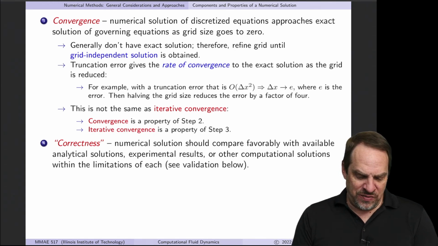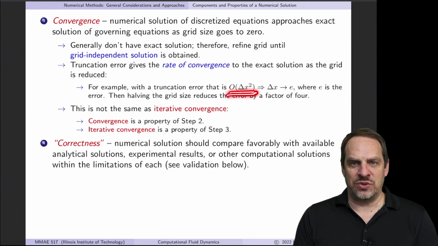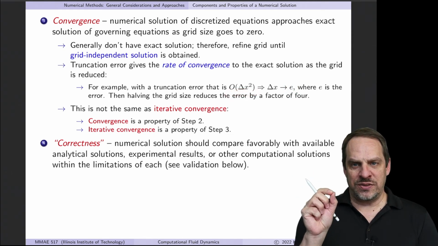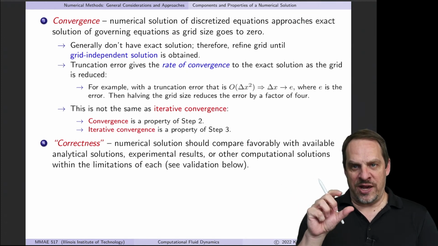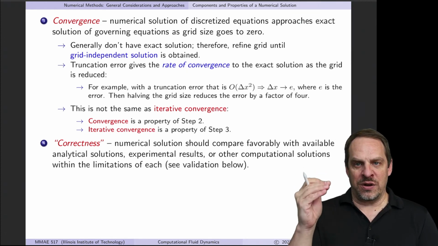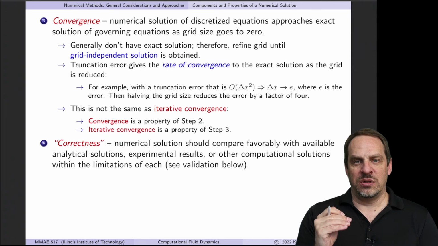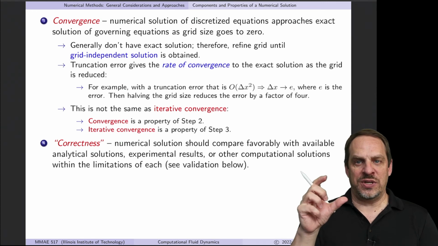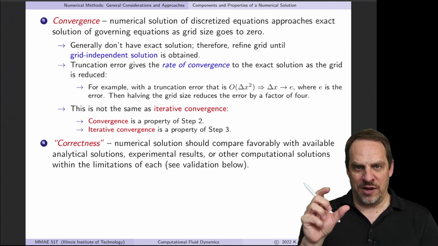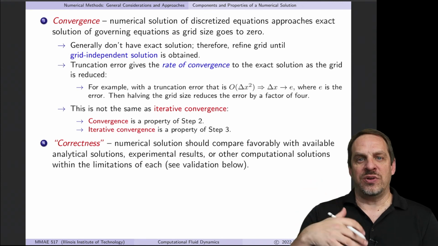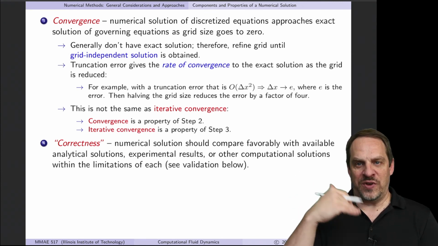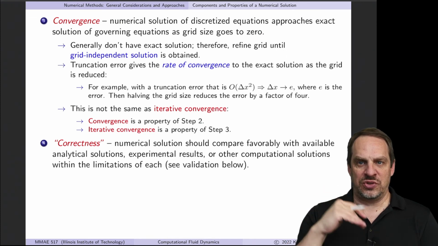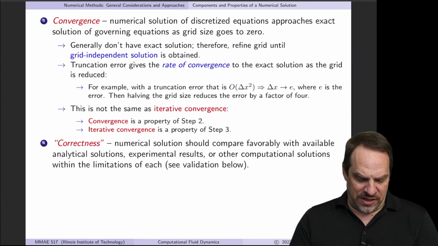So for example, if you have an order delta x squared algorithm, then the error is of that order delta x squared. If I halve the delta x, half squared is 1/4, so the error will go down by a factor of 4. Whereas if it's order delta x, if it's only first order accurate, if I halve the delta x, I will only halve the error. So as you can see, the higher the power, the higher the order of the approximation, the faster the convergence, the rate at which the solution converges towards the exact solution.